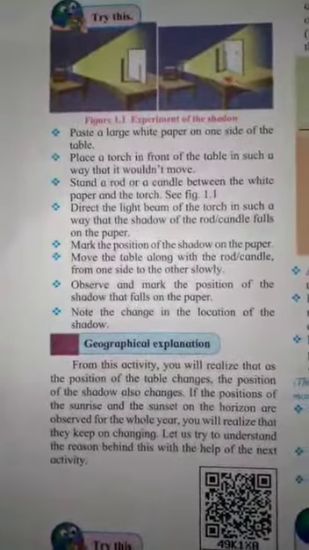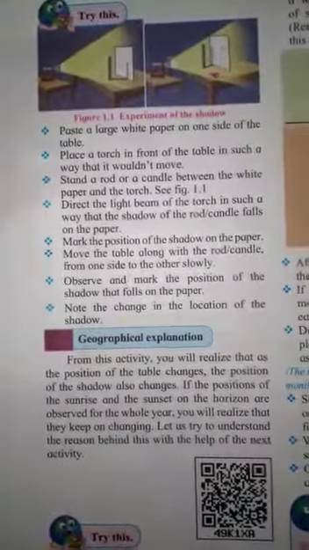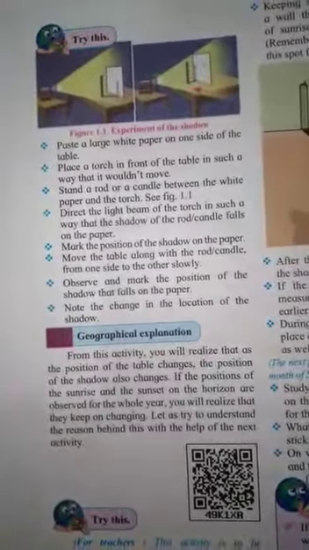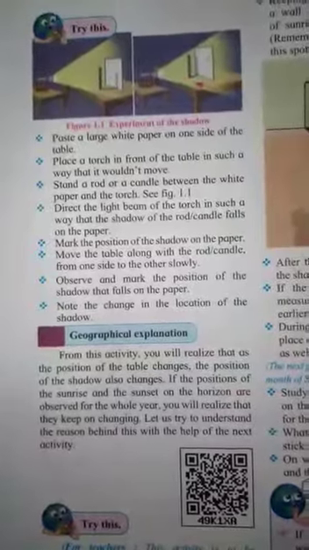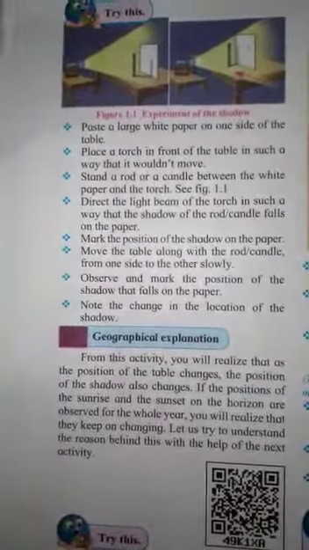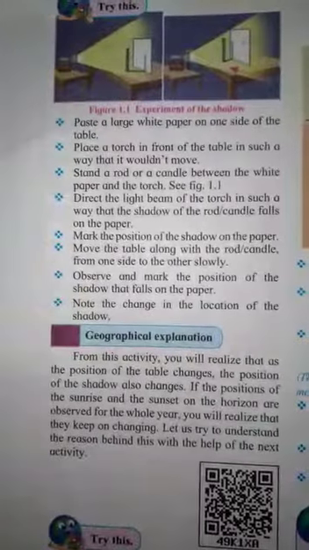So try this one. Take one white paper and a torch, and then put one stand or rod or a candle between the white paper and the torch. You have to put a candle or one rod. Don't light the candle, there is no need to light it. We just want one object. Take any object.